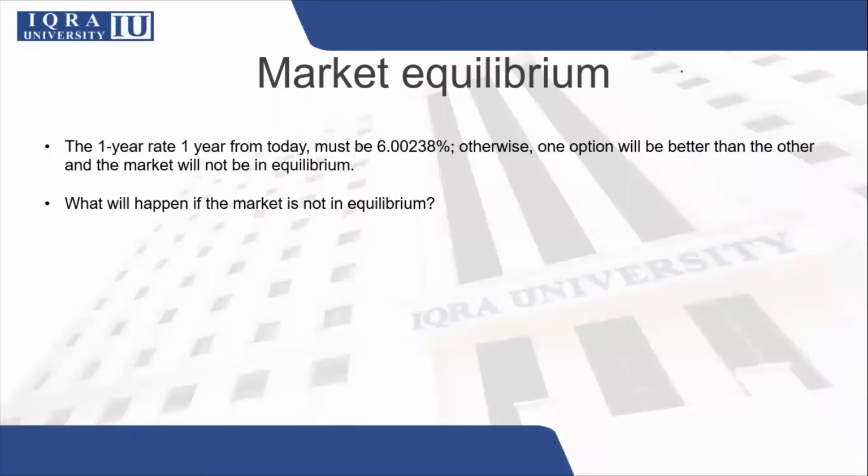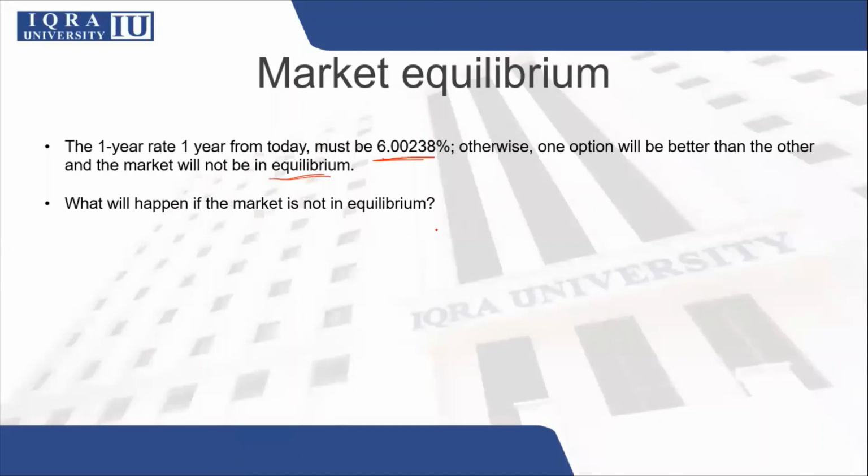Okay, so the 1-year rate 1 year from today must be this much, that one we have calculated. And if that is not the case, and in reality the rate is different, then one option will be better than the other, and the market will actually not be in equilibrium. So what will happen if that is the case and the market is not in equilibrium? If the market is not in equilibrium, buying and selling will happen in the market, and the market will go back to its equilibrium level.